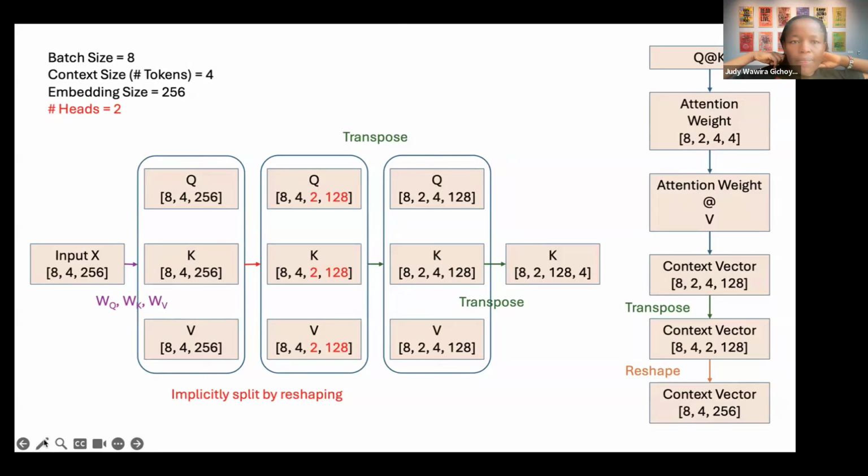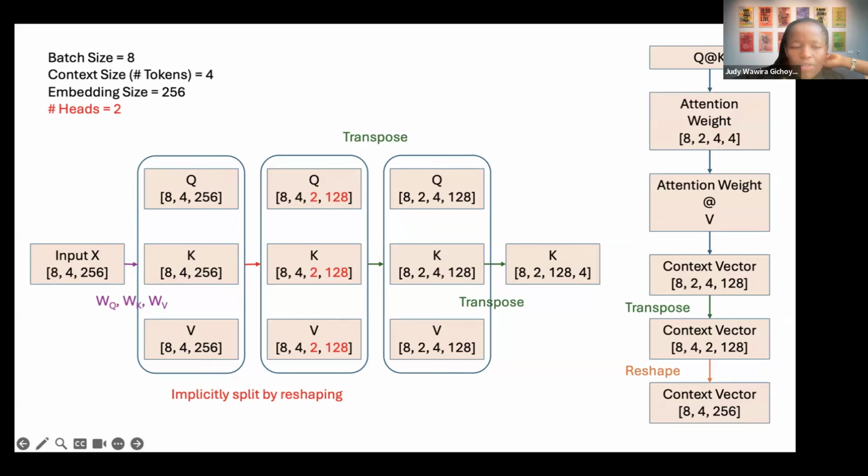One way to understand the matrix multiplication in this case is we can collapse the first and the second dimensions. So we can think of them as 16 matrices of 4 by 128. In that case, it's easier to understand.